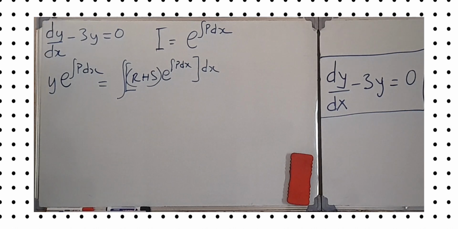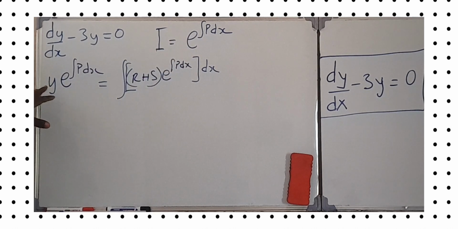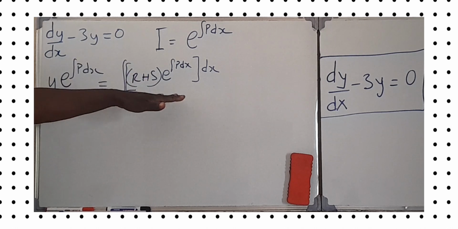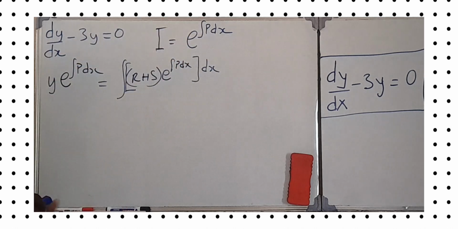Now let's look at it very carefully. I know it looks ugly. I know it looks intimidating, but wait till we put in the numbers. It's a straightforward thing. What it says here is, we multiply our y by the integrating factor, but we also multiply the function on the right-hand side by the integrating factor, and we integrate with respect to x. Now, let's test this with our differential equation.